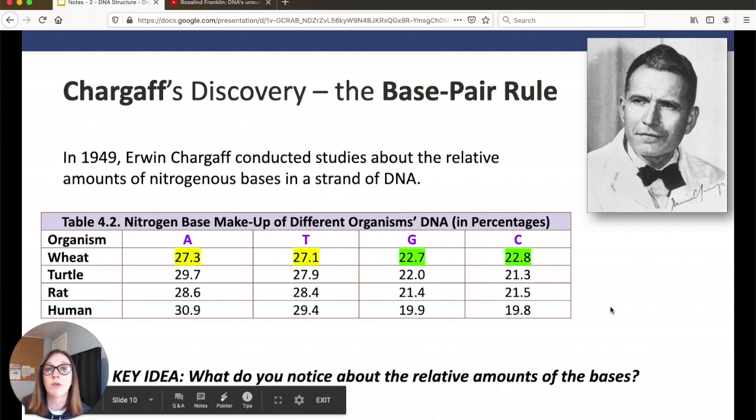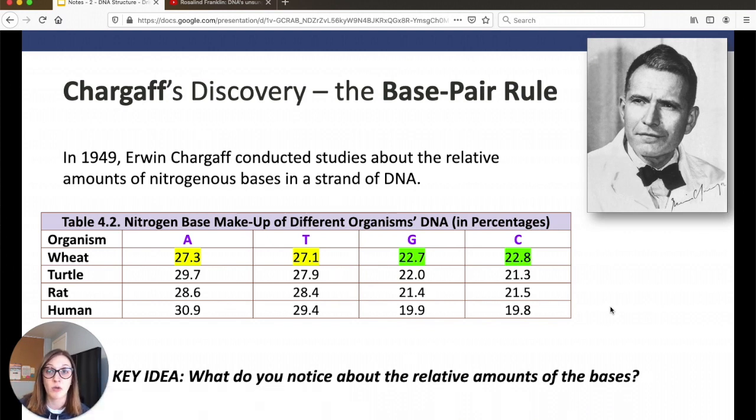All right, let's talk about the 4 nitrogen bases again. So the base pair rule was an important discovery by Erwin Chargaff in 1949. And he was conducting studies about the relative amounts of these nitrogen bases in a strand of DNA.